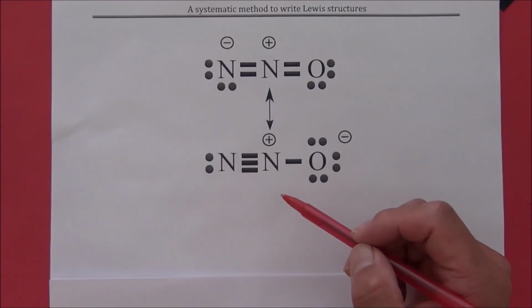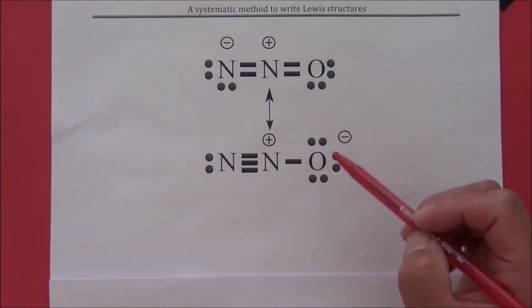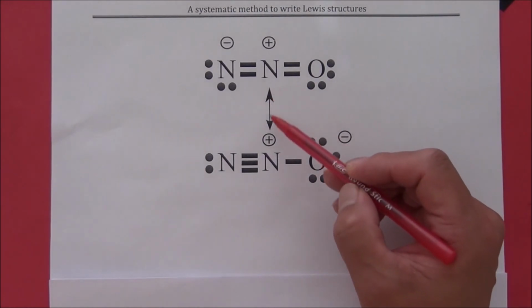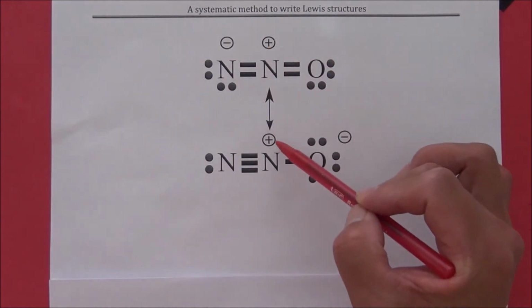This is the final Lewis structure for N2O. It includes 2 resonance structures with a double arrow pointing to each other. It also labels all non-zero formal charges.